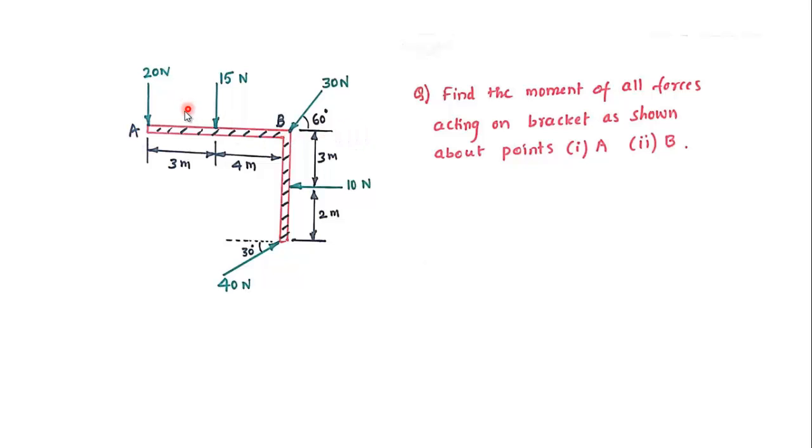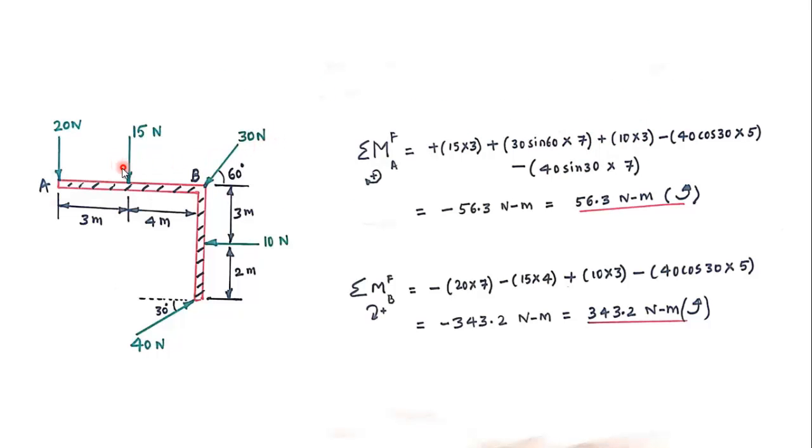Now here is another example. Here more than one force is acting, unlike in the previous question. Find the moment of all the forces acting on the bracket as shown about point A and then about point B, right? So let us see the solution of this question.